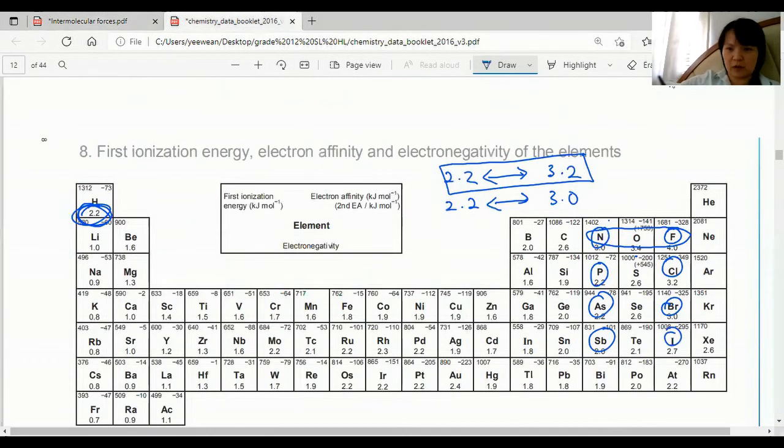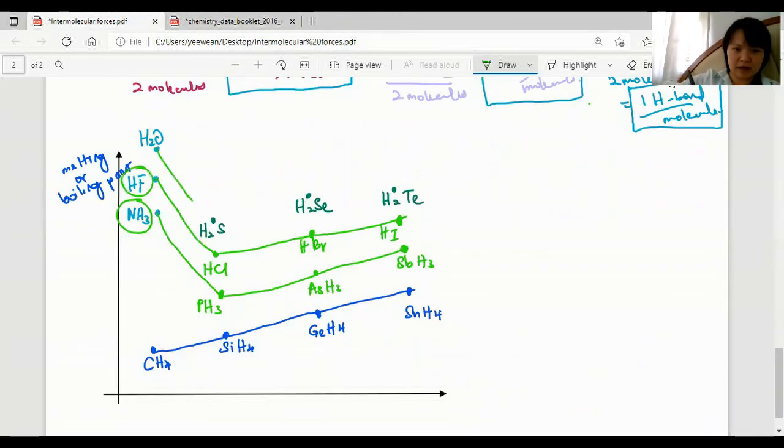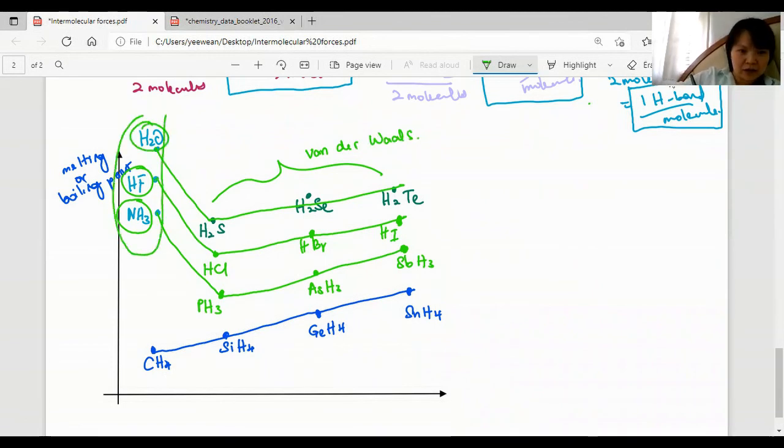Same goes for water, so H2O, H2S, H2Se, H2Te. So again, down, up. This portion is all because of van der Waals. Van der Waals includes London forces and also permanent dipoles. And NH3, HF, and water are affected by hydrogen bonding, which is much stronger. That's why they have higher melting and boiling points.